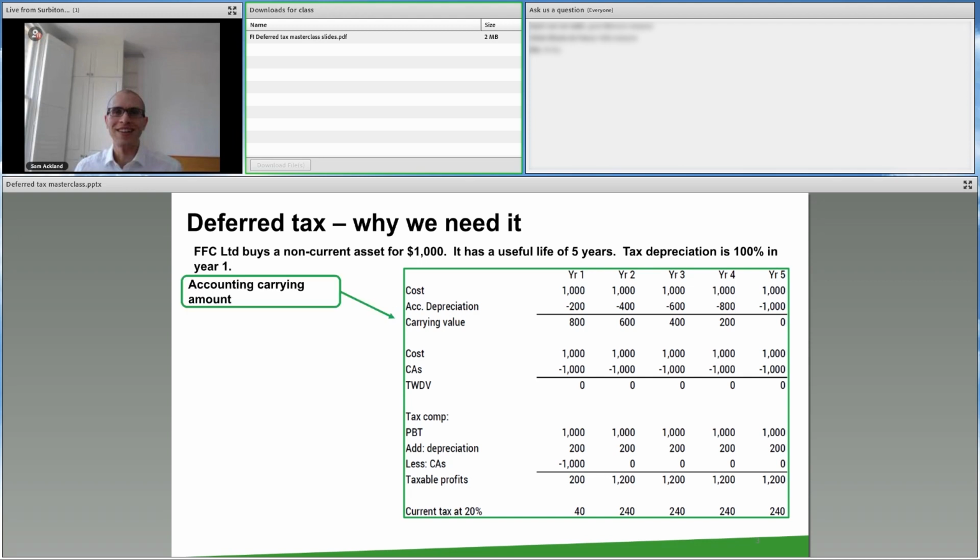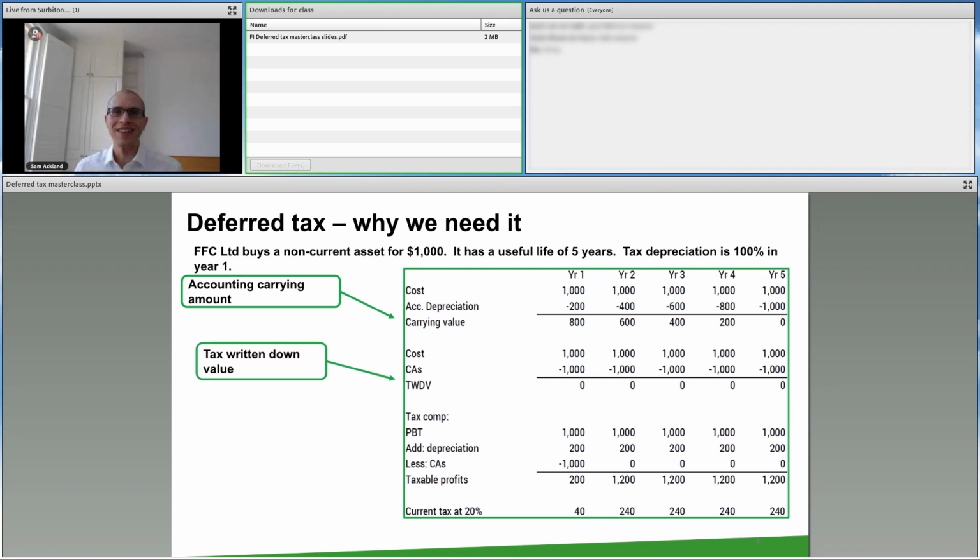You can also see what's known as the tax written down value here, and the tax written down value, we can see, well, it ends up being zero after year one. Remember, we said tax depreciation is 100% in year one. So you can see that depreciation of 100% for tax purposes, the capital allowances that we sometimes call it, means that after year one, my tax written down value, so the tax value of the asset, if you like, is actually zero.